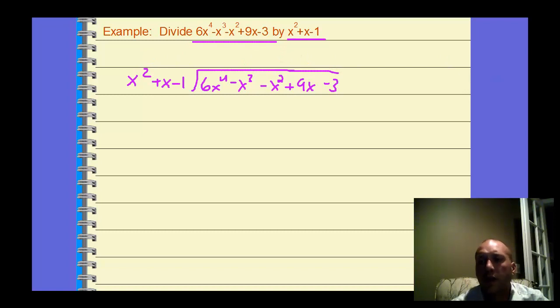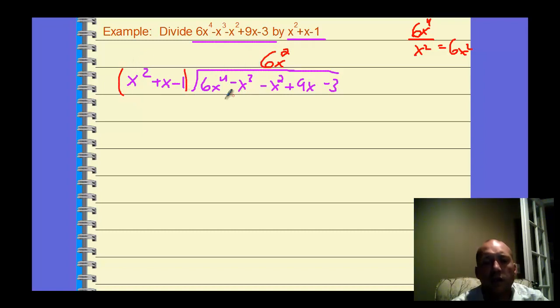And so what do we multiply x squared by to get 6x to the 4th? And so your exponent rules come into it. So we can write 6x to the 4th divided by x squared, and we get 6x squared. So that's what we need to multiply by. When I write that, I'm going to write it above the x squared, so it kind of organizes our terms.